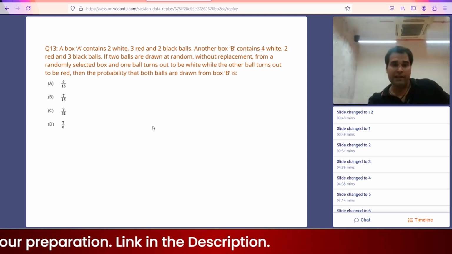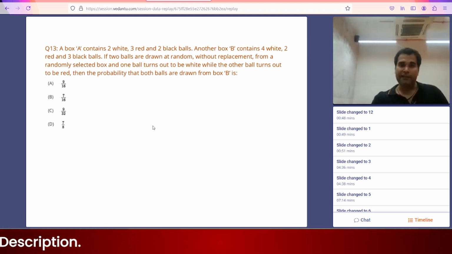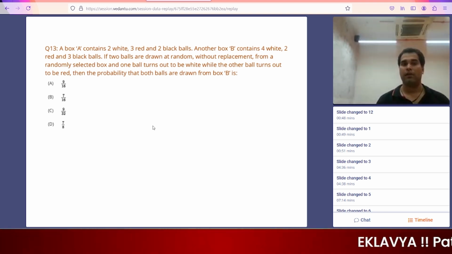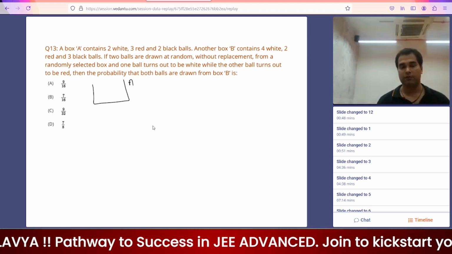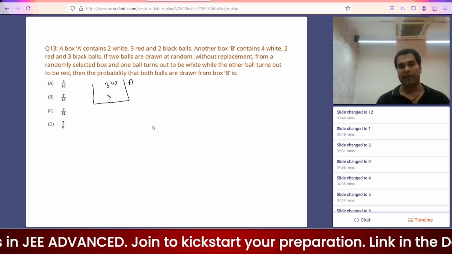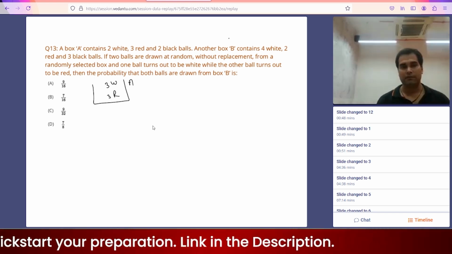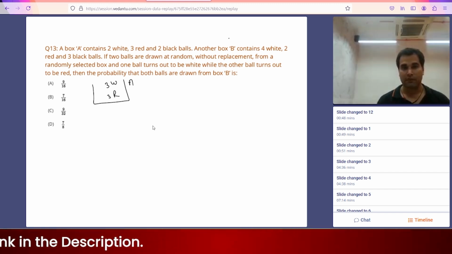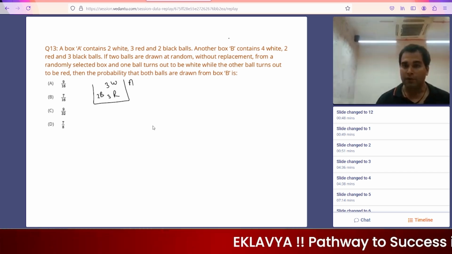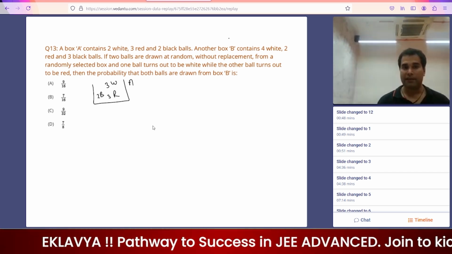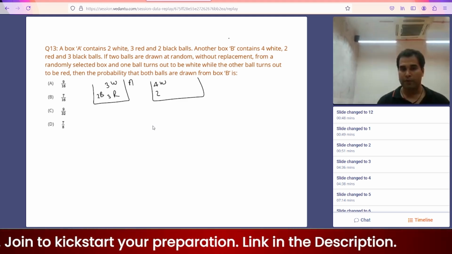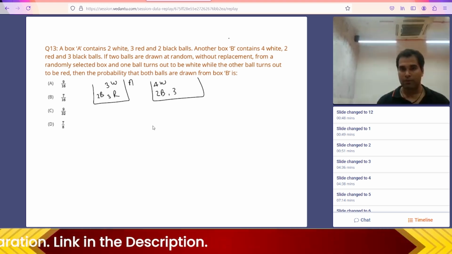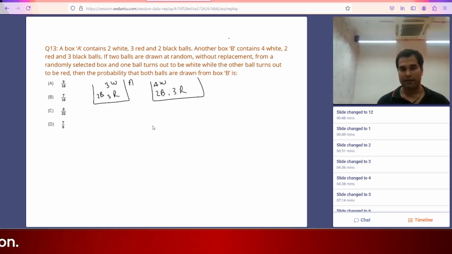In this question, given that a box A contained 2 white and 3 red balls, and 2 black balls also. Another box B contains 4 white, 2 red and 3 black balls.